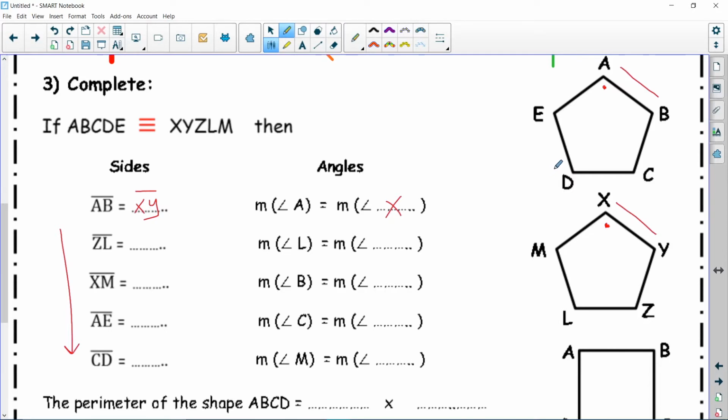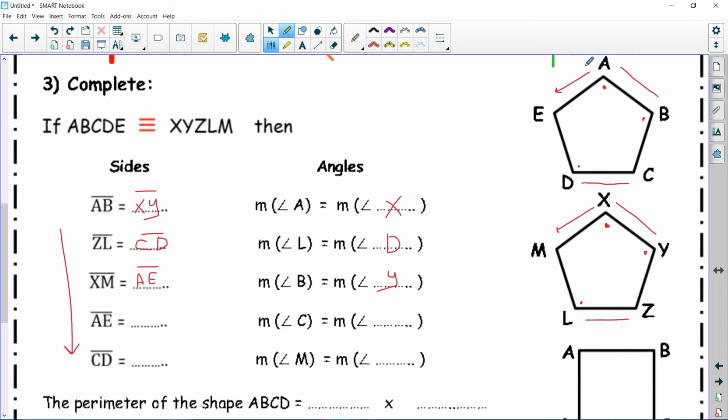Let's correct our answers. Line segment ZL. Its corresponding side is CD or DC. Line segment CD. Measure of angle L. Its corresponding angle is D. Line segment XM. Equal line segment AE. Measure of angle B. Equal, yes, measure of angle Y.